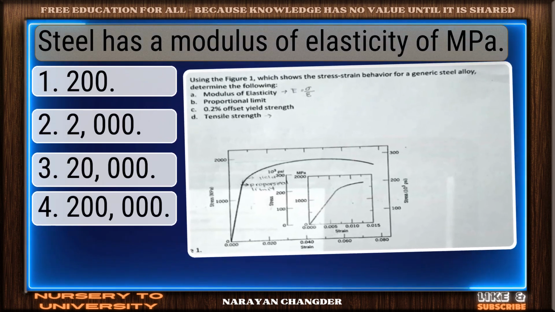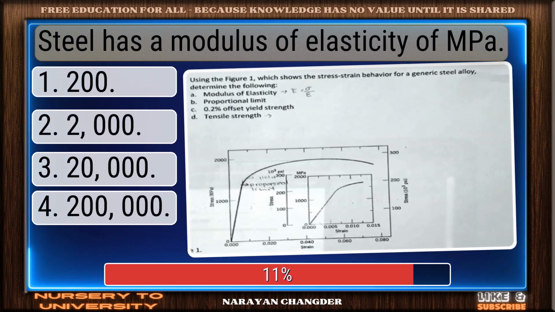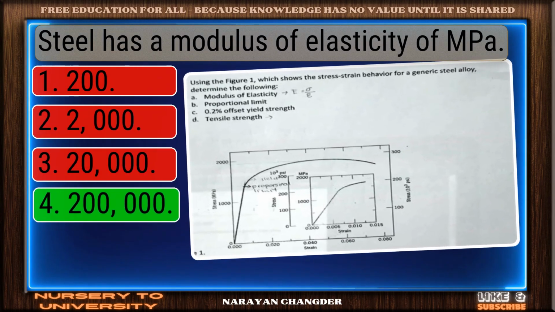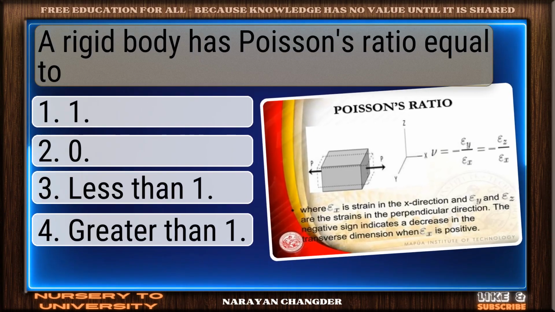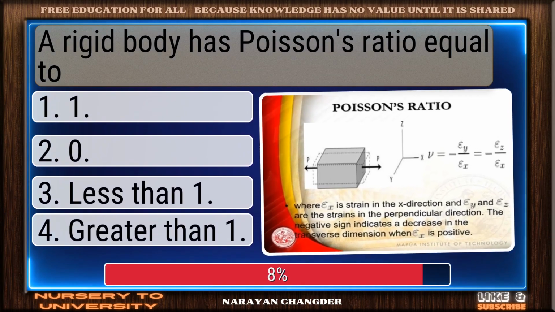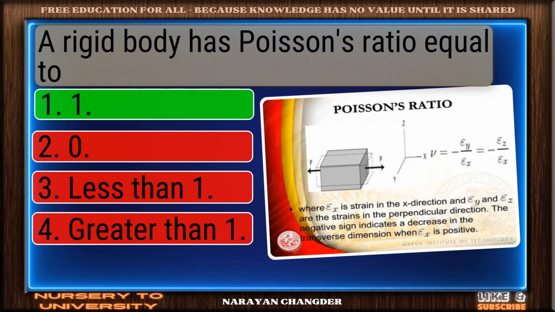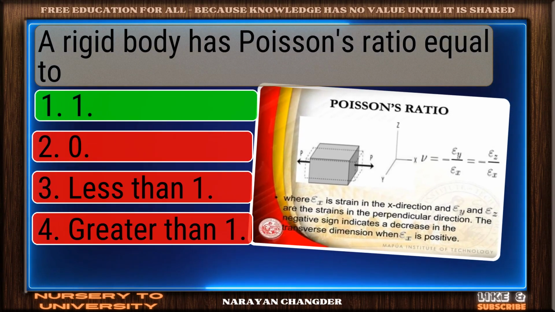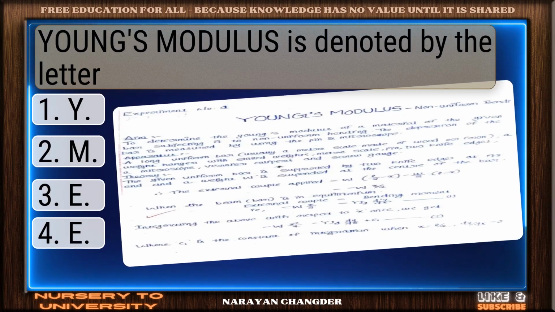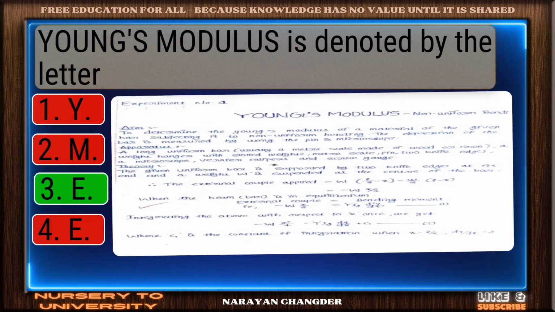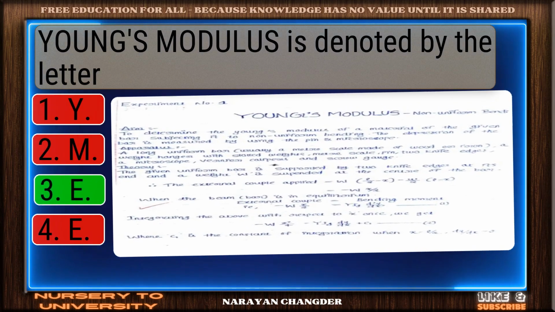Steel has a modulus of elasticity of dash MPa. Correct, 200,000 is the right answer. A rigid body has Poisson's ratio equal to? Good thinking. 1 is the right answer. Young's modulus is denoted by the letter. Valid point. E is true.